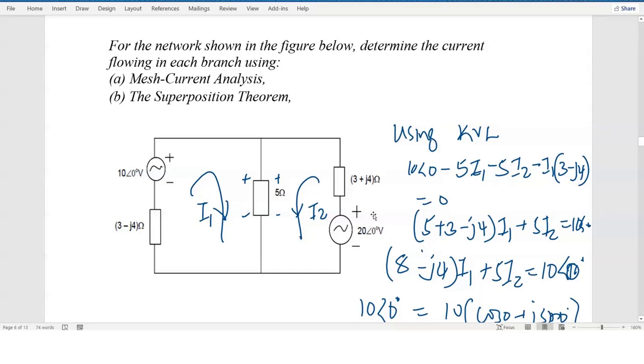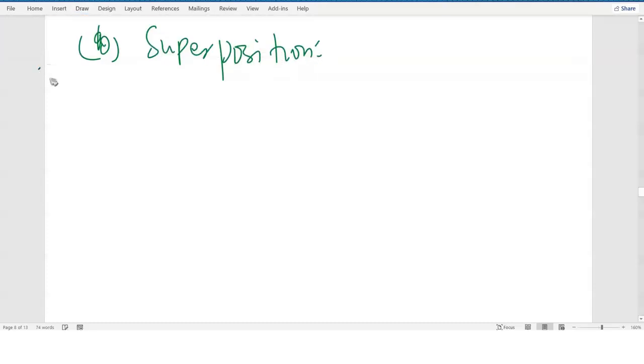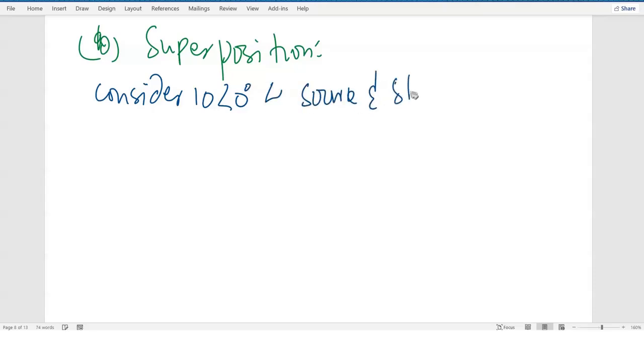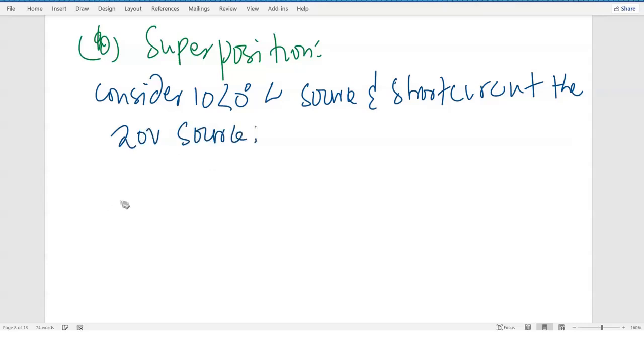So this is what is going to happen. We are having our circuit like this. Part B, we are looking at superposition. Consider the 10 volt source and short circuit the 20 volt source. So this is what is going to happen.